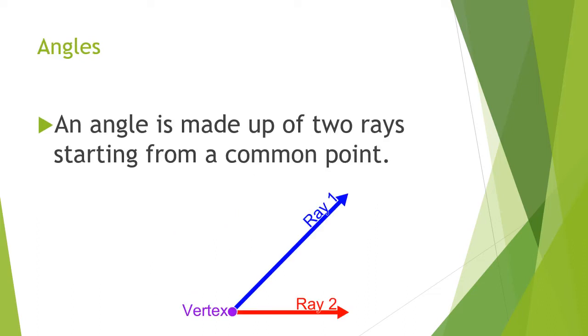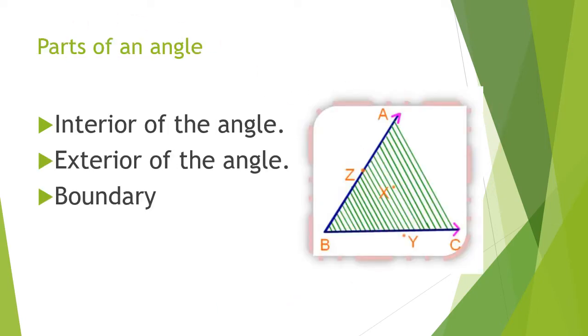Angle. An angle is made up of two rays starting from a common point. Parts of an angle: interior of the angle, exterior of the angle, boundary.